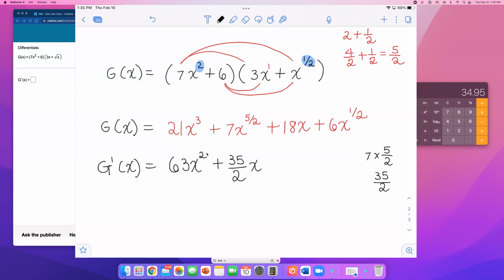x to the, now let's do the exponent work. I need to do the original exponent minus 1. So what is 5 over 2 minus 1? That's 5 over 2 minus 2 over 2, right? So that becomes 3 over 2. So the new exponent is 3/2.